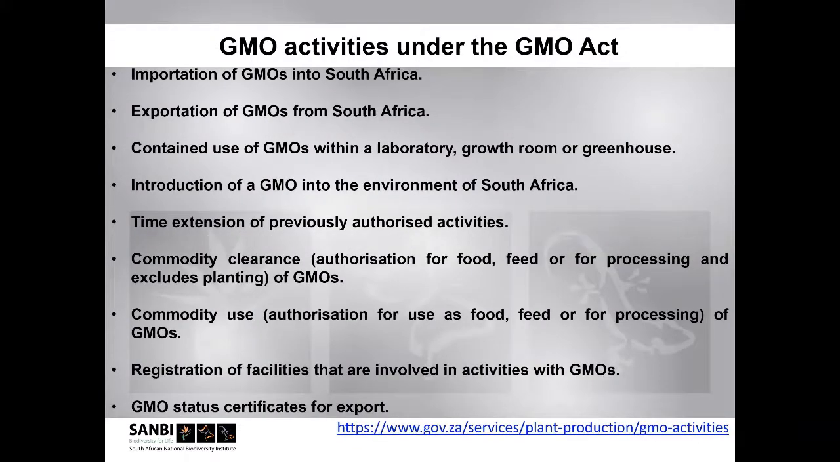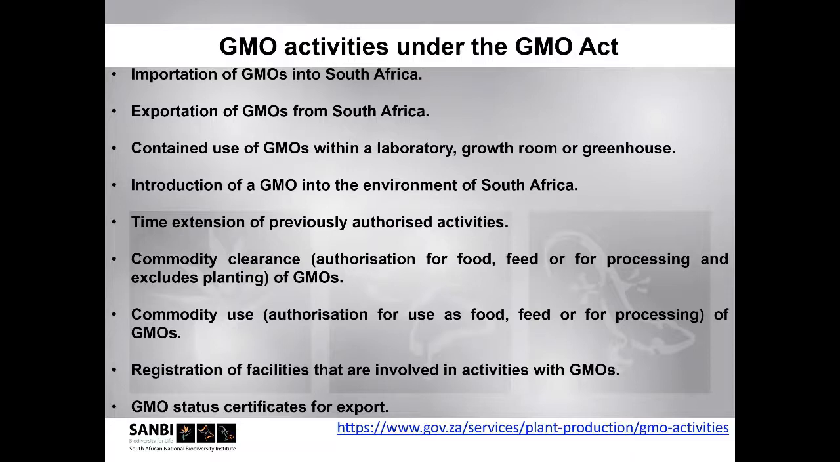And if we look at what happens under the Act in terms of GMO activities, I'll not go into detail on each and every one, but just to let you know that there are several activities and these are regulated under the GMO Act. The first one being importation of GMOs into the country, exportation of GMOs out of the country, contained use. This includes any research and development, whether it's at universities, whether it's at SANBI, whether it's at the Agricultural Research Council or the CSIR. They all have to go through this act as part of the risk assessment. And then obviously the introduction of GMOs into the environment.